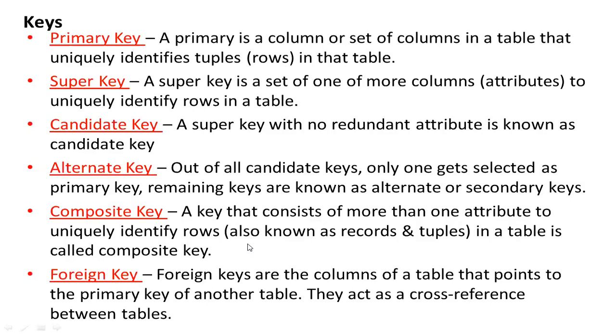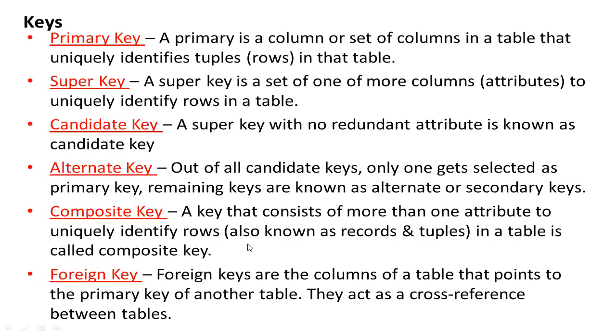By means of foreign keys. The foreign keys are the columns of the table that point to the primary key of another table, and act as a cross reference between the tables. Here, for example, you have the student table and the course table. In the student table you'll have the primary key, and in the course table you'll have the course ID. To have a reference between these two tables, you have to have a connectivity.